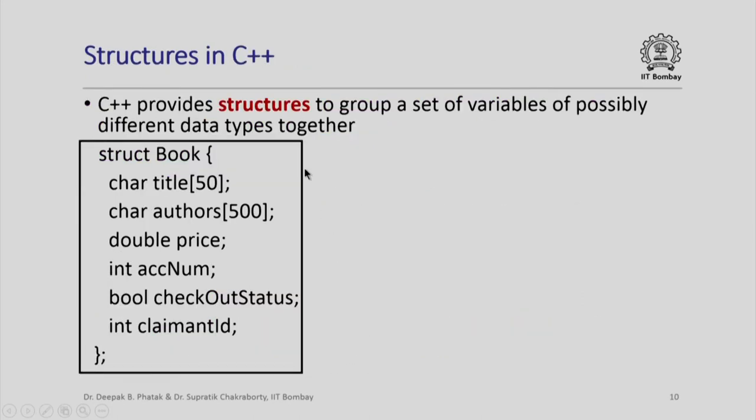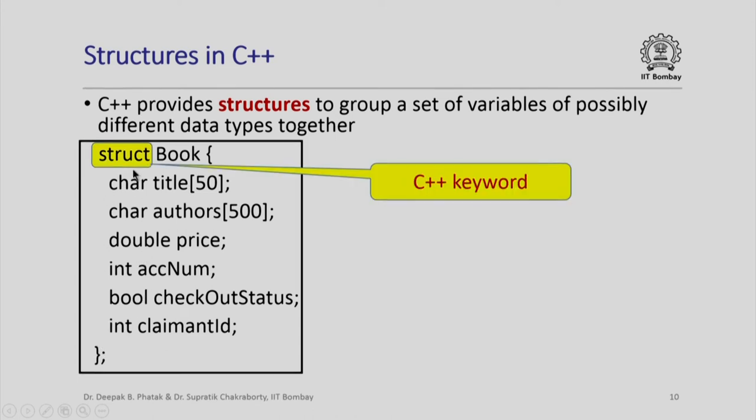So, how do we do this in C++? C++ actually provides this construct called structures to group a set of variables of possibly different data types together. So, for example, here I am grouping different variables which are storing different kinds of information about a book. I am grouping all of them together into one entity, which I have now declared through the C++ keyword called struct. So, this keyword says that now I am grouping together variables, arrays of possibly different data types, because all of them contain information about a particular entity. So, that is what the struct keyword says.